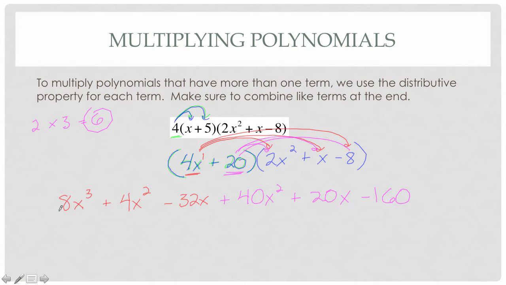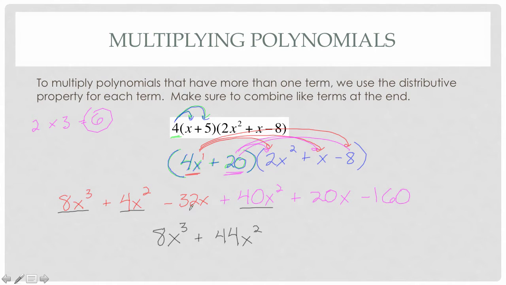So let's start with the largest power. I've got 8x to the third, and I don't see any other x to the thirds, so I'm going to write that first. It's my leading coefficient of 8, and there's my leading term. And I'm going to have a polynomial with degree of 3. All right, now let's look at my next value. I got 4x squared, and I've got a 40x squared. Those are my x squared terms. Those are both addition, so I'm going to add those together to make 44x squared.